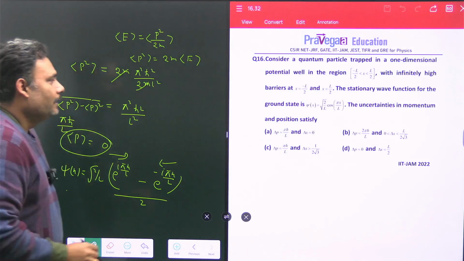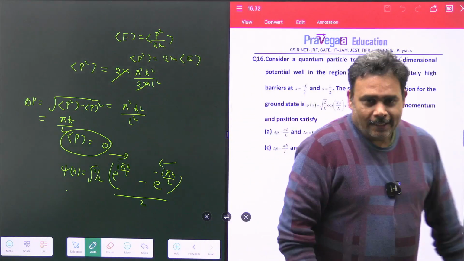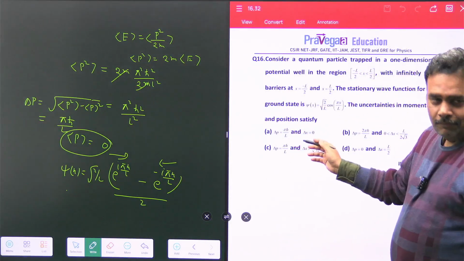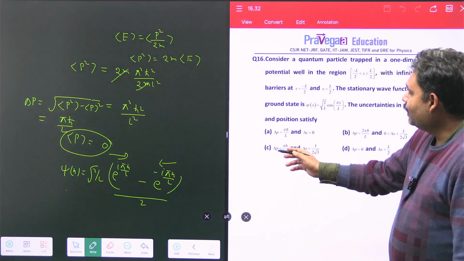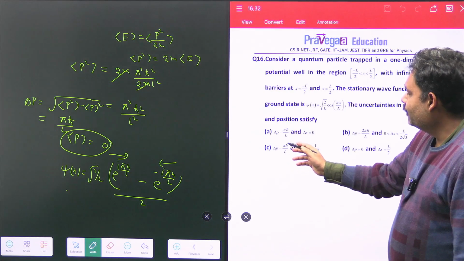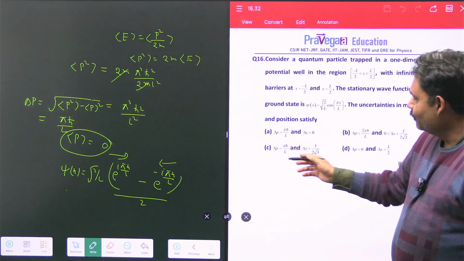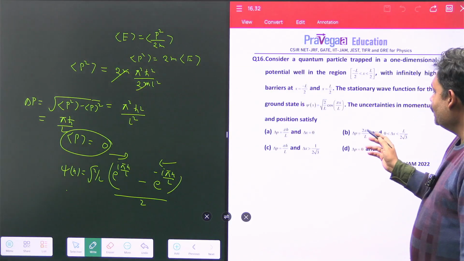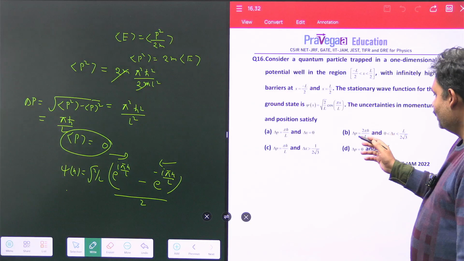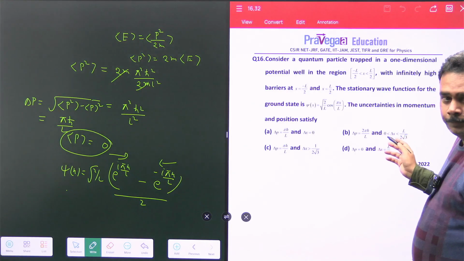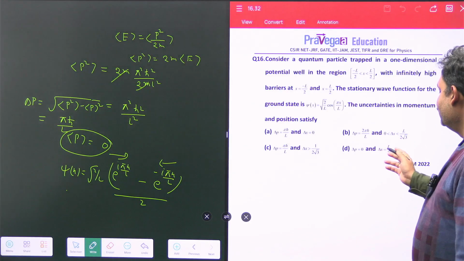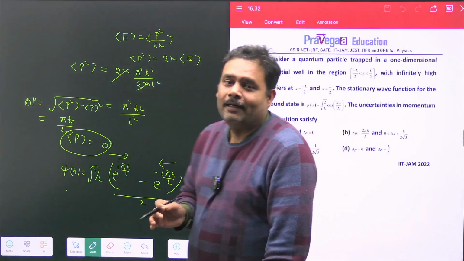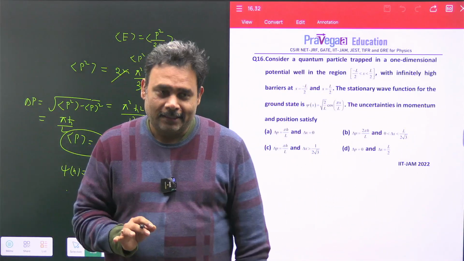Now let us check here. Here delta P is pi h cut upon L, so this one is correct but this one is false. Here delta P is pi h cut by L, so this one is correct but this one is false. Here delta P is 2 pi h cut upon L, so this one is wrong, this one is correct. And here delta P is 0, delta x is 0, so both are wrong. Unfortunately, no answer is correctly matched.